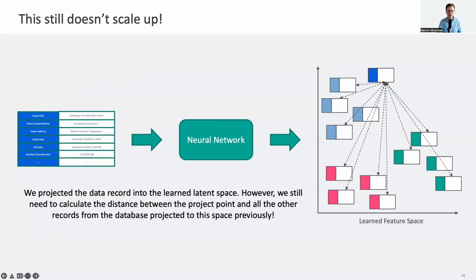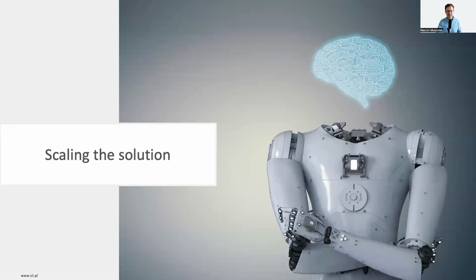Okay, so having the model trained, we could already transform the data records into the embedding space. However, we would still require calculating the distance between the projected records and the embeddings of all other records from the database to identify possible duplicates, or in other words, to know which records are located close to our projected point. Hence, it still doesn't scale up. So how to scale it up?